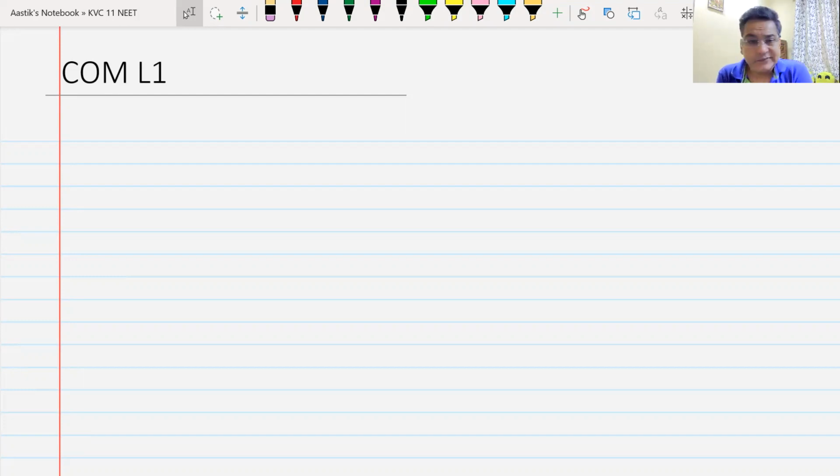We are starting a brand new chapter, and the name of this chapter is Center of Mass. So that is the heading, Center of Mass. Does anyone understand the meaning of this? What is the meaning of the Center of Mass? Anyone has any idea? Center of Mass.